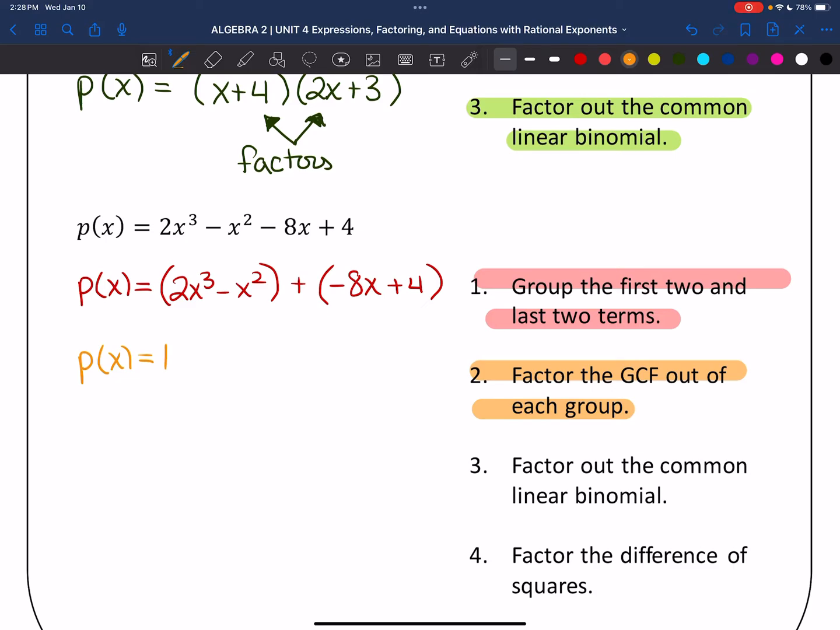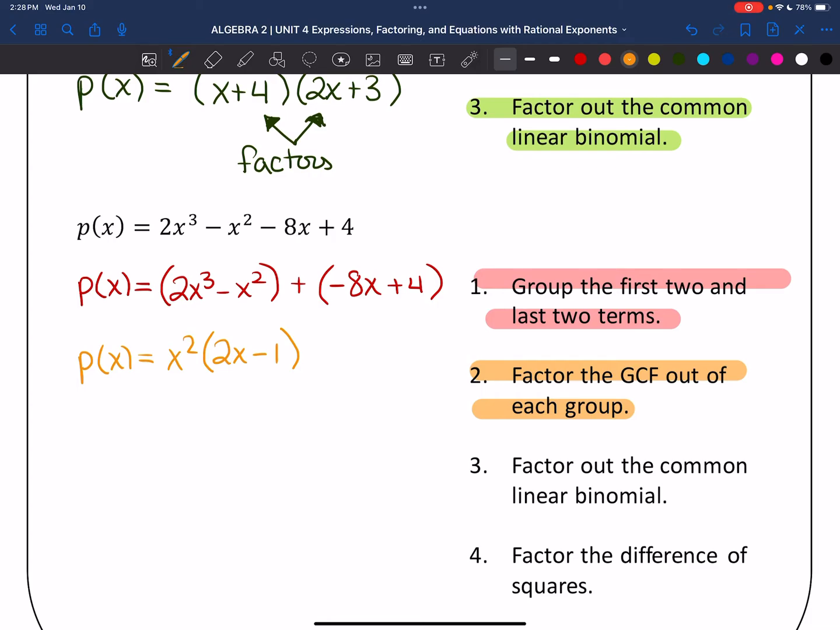But the greatest, when it comes to the variables, would be to factor out an x squared. We could factor that out, and what would remain is a 2x minus a 1. Don't forget that minus 1, because that's what would take you back to the negative x squared. What about from our second group?